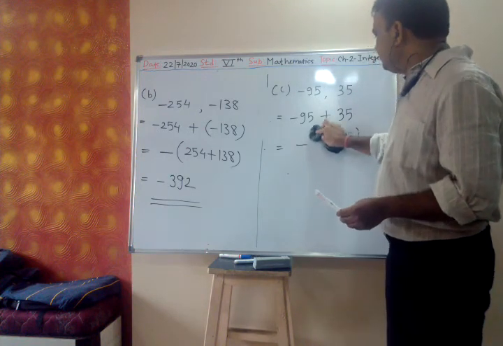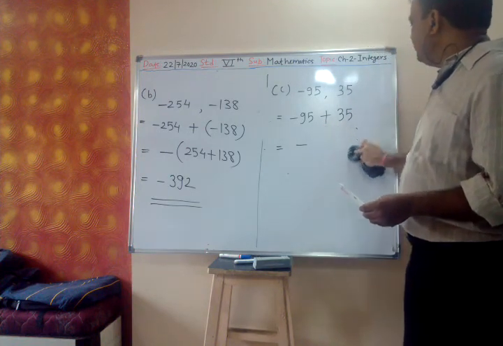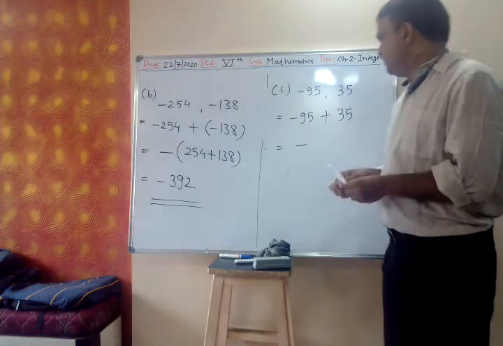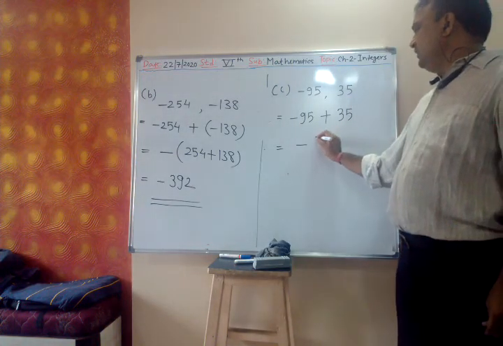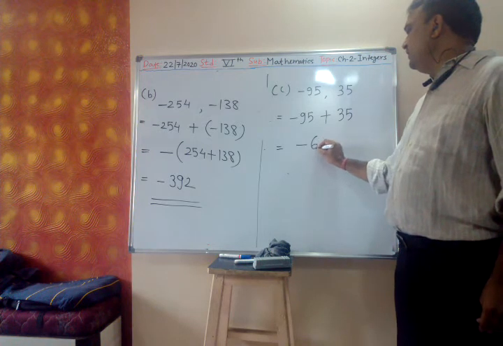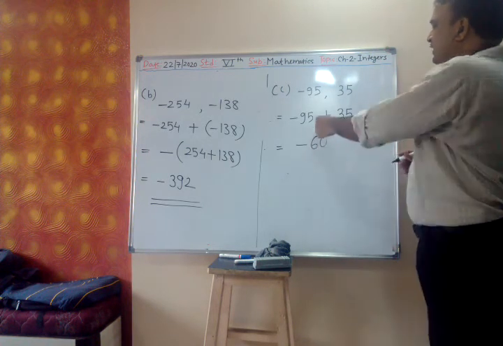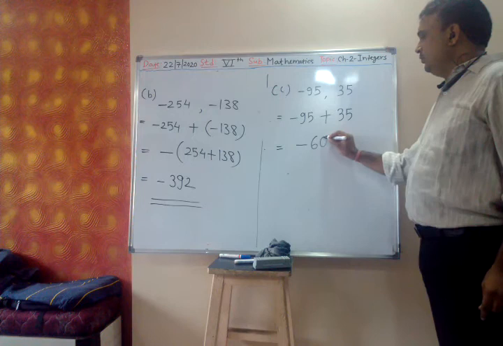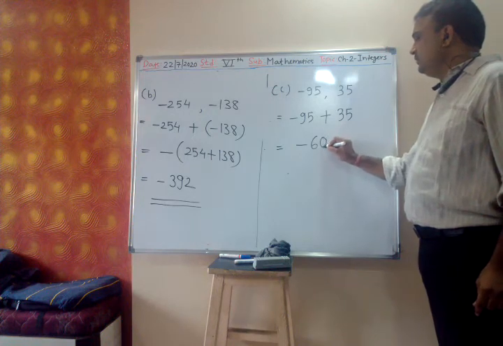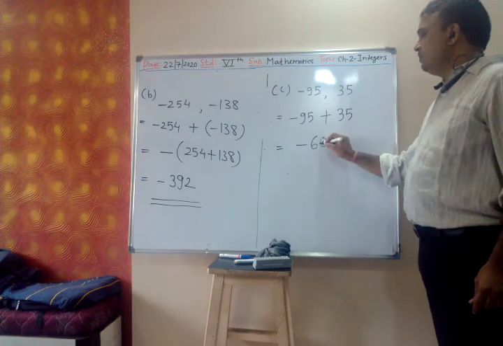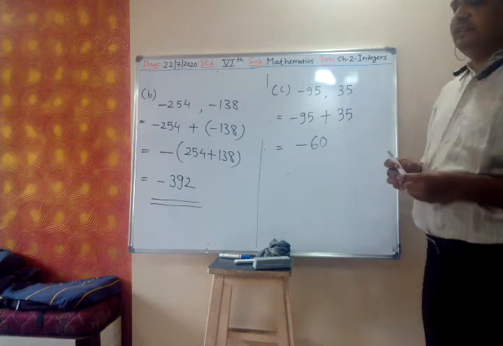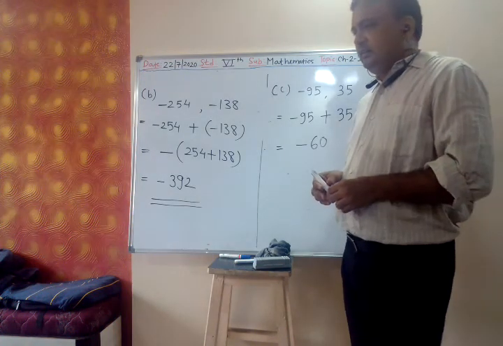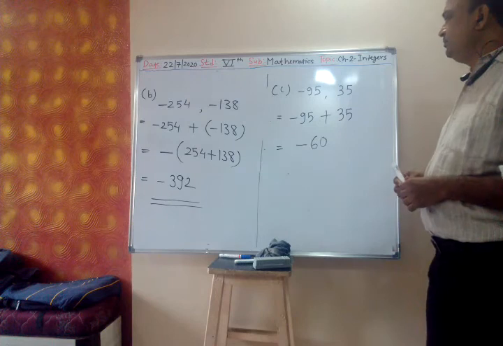Let me write directly this part. So 95 minus 35, you have to subtract. It is 60. Answer is minus 60, because 95 is bigger number. What is sign of that 95? Minus. This is the final answer.